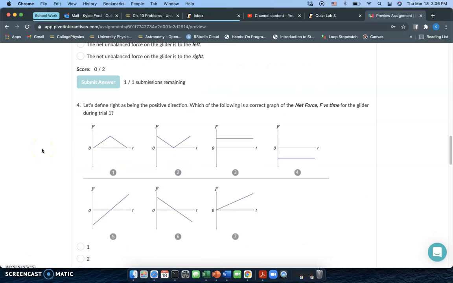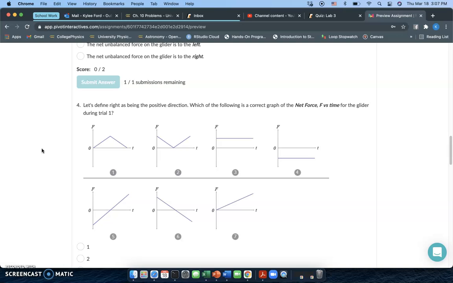Then it'll ask about graphs. So what graph represents this situation? That might be a little bit tricky to think about at first, but we want to first ask ourselves, is this a varying force? Does it vary with time? Or is that force constant throughout? Once you figure that out, that'll make this a lot simpler.